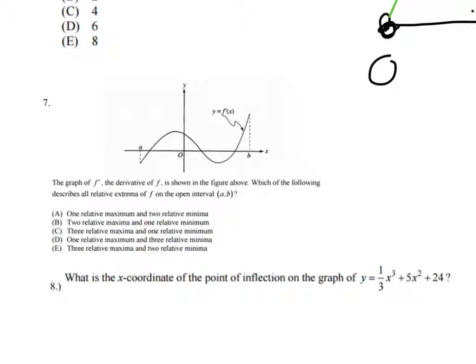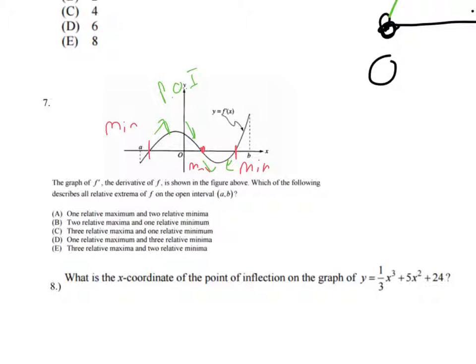At the derivative, let's think about what we have. So I'm going to label everything that I can from this derivative. At this point, the derivative changes from negative to positive, so we would have a minimum. At this point, the derivative changes from positive to negative, so we would have a maximum. At this point, the derivative changes from negative to positive, so we would have a minimum. At these points, the graph of the derivative changes from increasing to decreasing and then decreasing to increasing. So both of those points would be points of inflection.